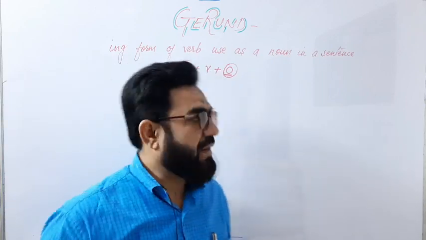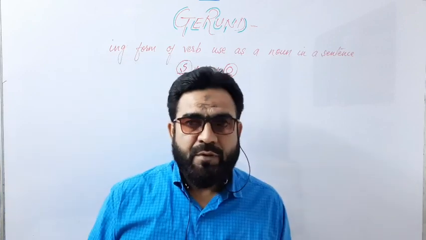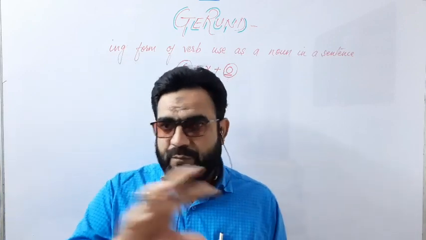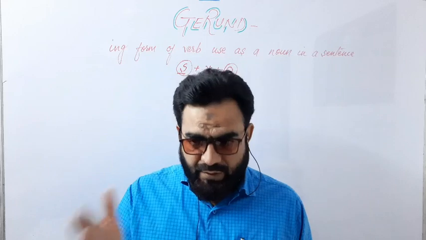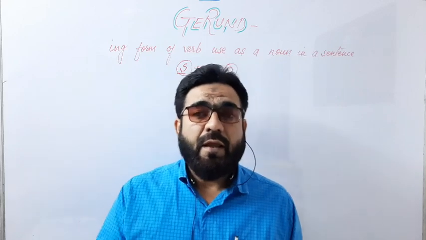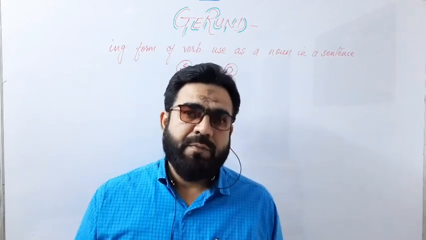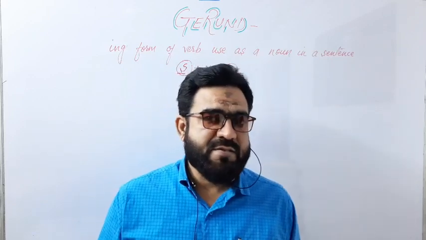Subject is always a noun. Object can be a noun, can be an adjective or an adverbial phrase. So let's start. How to use gerund? I have already told you, using something means removing something. If we are using gerund, we have to remove something, and that is infinitive to. If there is an infinitive to verb in the sentence, then it is removed.